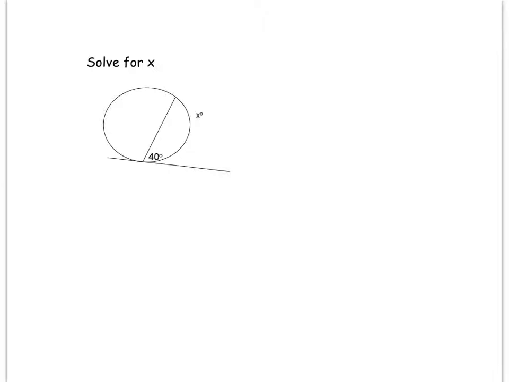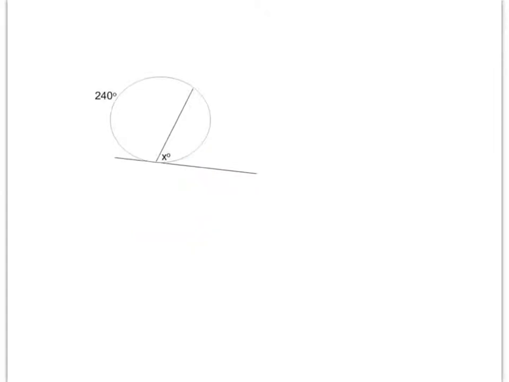Okay, let's solve for x. Not much of a problem, but do we recognize that x is the arc of a tangent chord angle? Here's my tangent. Here's my chord. This arc is going to be twice the measure of my angle. So therefore, that arc is going to have a measure of 80 degrees. 2 times 40. You guys try this one. Give it a go. See what you get for x.